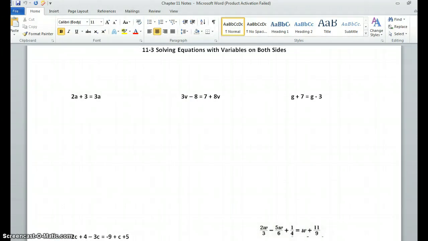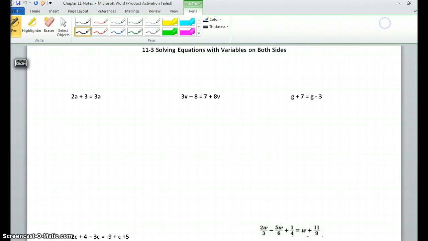The first one, we have 2a plus 3 equals 3a. So I'm going to get rid of the 2a by subtracting both sides by 2a. So subtract 2a from the left, subtract 2a from the right. My a terms cancel out. I'm left with 3 on the left. And on the other side, conveniently enough, I'm left with just a. A equals 3. And remember, you could check this by rewriting the problem, plugging in your answer for a, and making sure both sides are equal. Let's look at the next one.